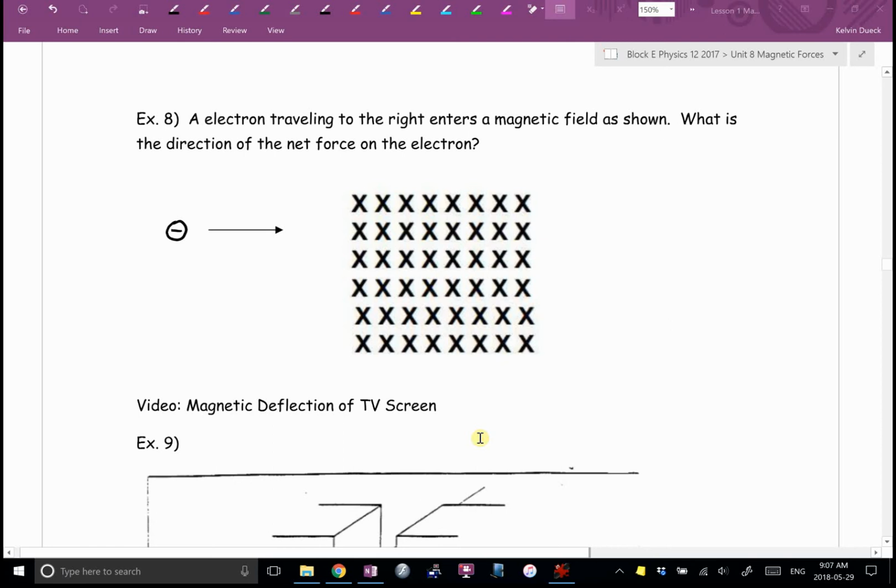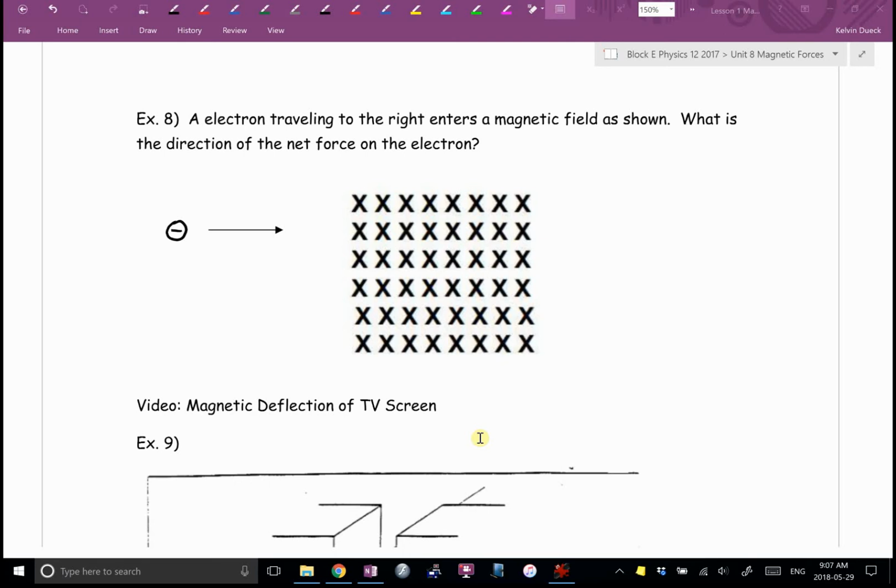Example 8. We're going to do a whole bunch of right-hand rule questions really quick. Boom, boom, boom. An electron traveling to the right, we don't do electrons. Our right-hand rule works for protons. An electron traveling to the right is the same as a proton traveling which way? So point your right thumbs to the left. It enters an external magnetic field.